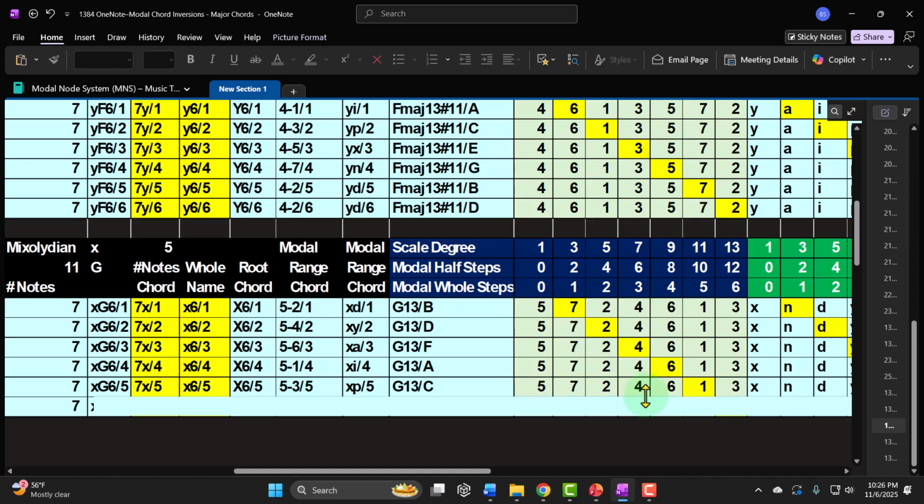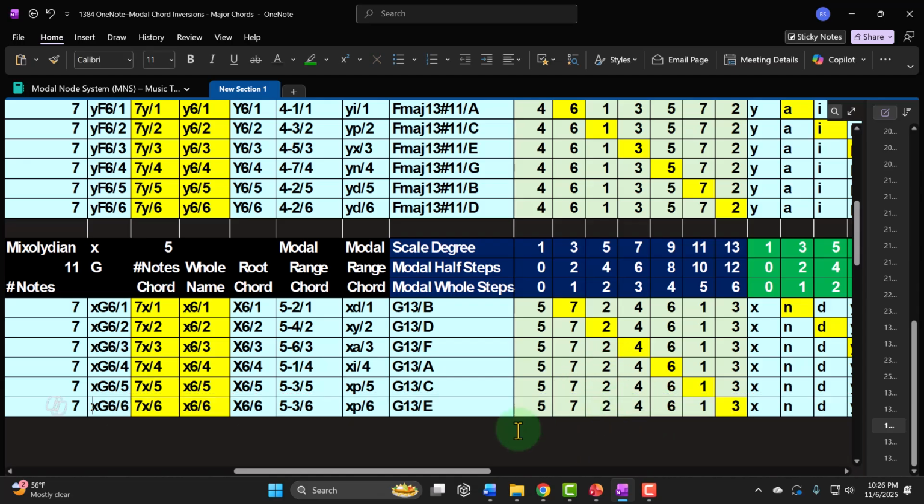So the next, we have the fifth inversion, which would be a G13/C, which would better be a 7x/5 or an x6/5, which means 7-note Mixolydian fifth inversion, Mixolydian 6 modal whole step fifth inversion, go 5 modal whole steps up from the tonic, which is going from Mixolydian to landing on the Ionian, and the Ionian would be the lowest note then.